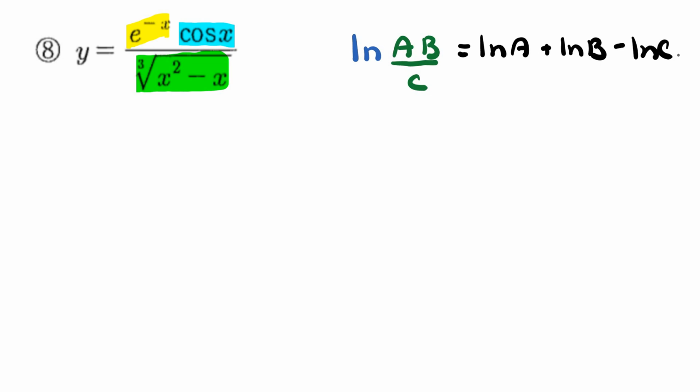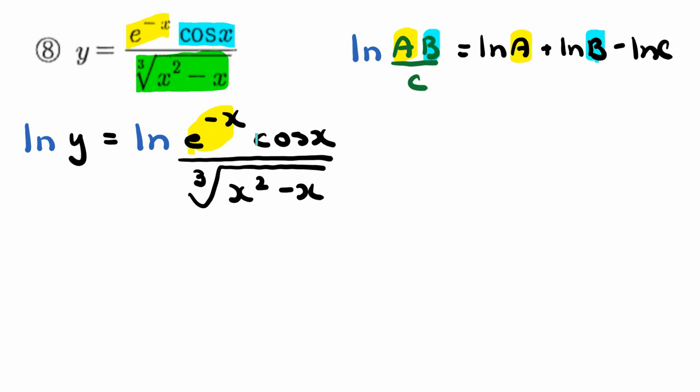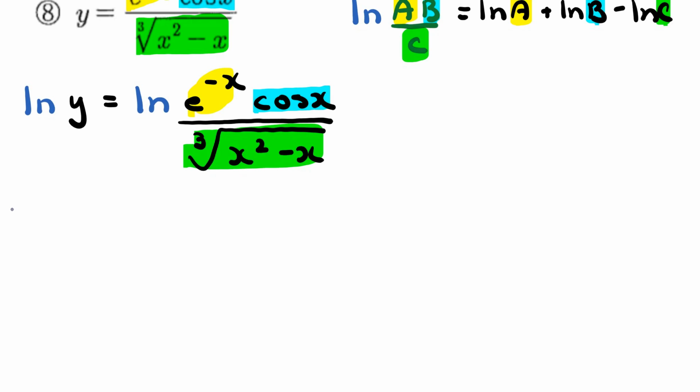We're probably going to be using that particular property throughout this problem, and I can use that property once I ln both sides. So I ln that side, and if I ln this side, then the question is now going to be eligible for these logarithmic properties. This A is really your e to the power negative x, this B is the cos x, and this C is the denominator right there.